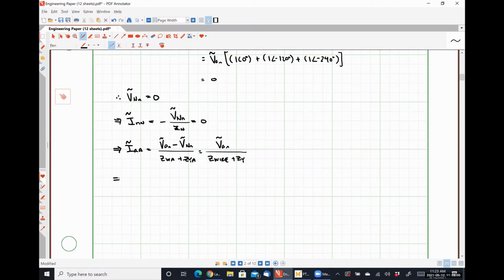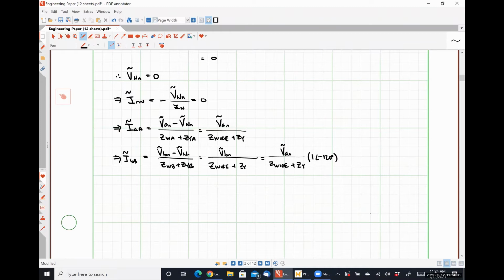Our line current IBB is then going to be VBN minus VNN over ZWB plus ZYB, which looks like VBN over Z wire plus ZY, and because we have a balanced source, this is just VAN divided by Z wire plus ZY multiplied by a factor of 1 angle negative 120 degrees.